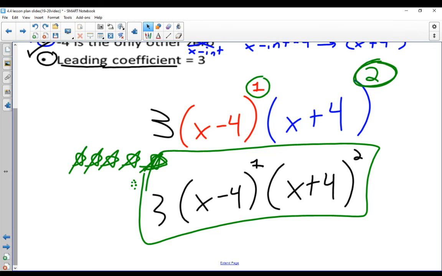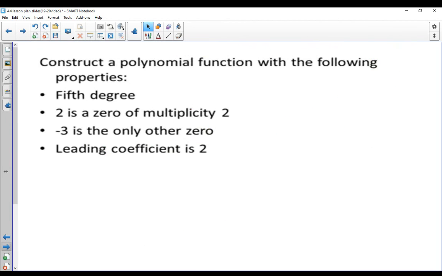Let's do one more example like that, and then we'll be done for the day. Okay, we are going to construct a polynomial function with the following properties: fifth degree, 2 is a 0 of multiplicity 2, negative 3 is the only other 0, leading coefficient is 2. Let's go ahead and start on this one.